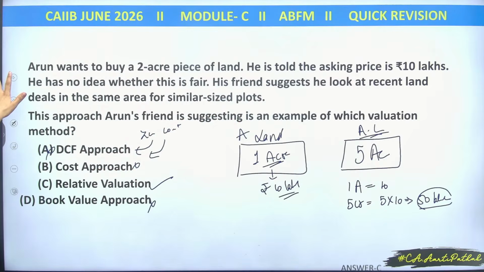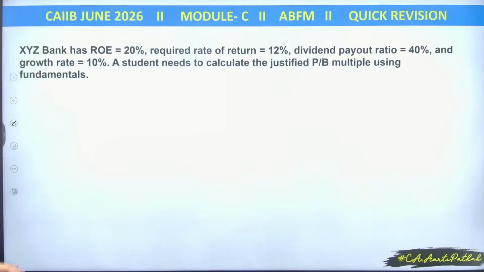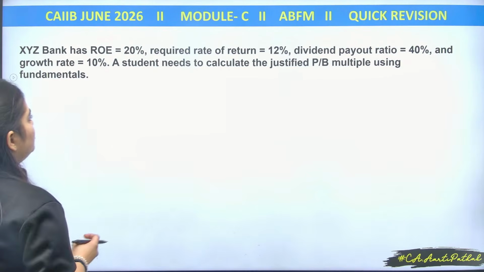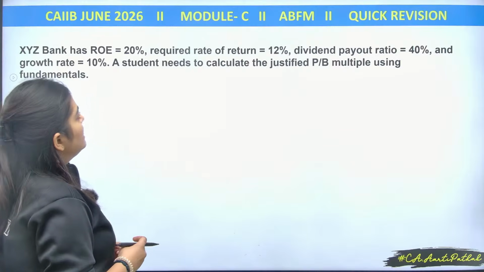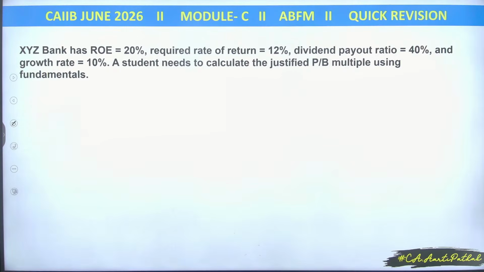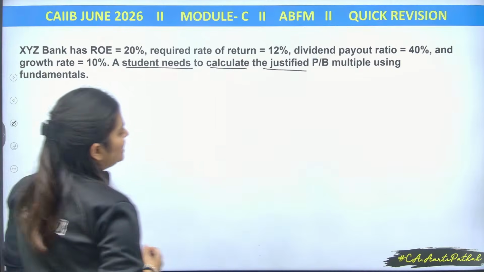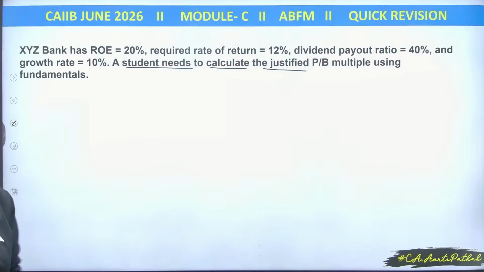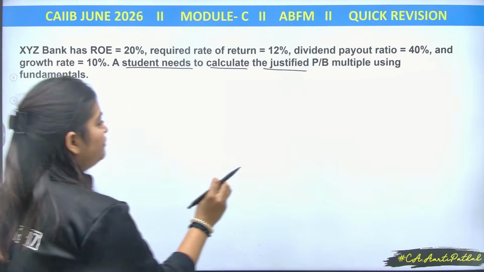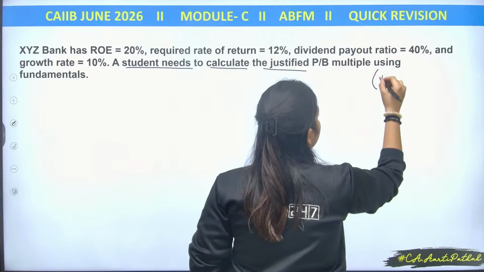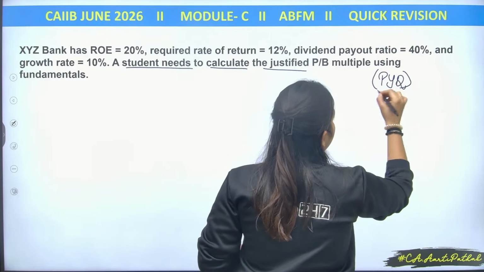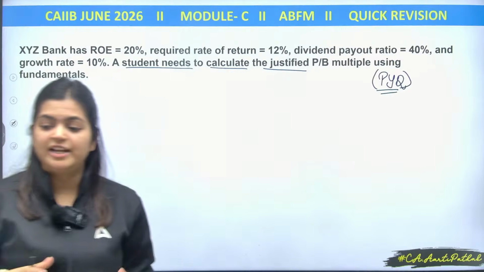Okay, next. XYZ Bank has ROE 20%, required rate of return 12%, dividend payout ratio 40%, and growth rate 10%. Now a student needs to calculate the justified PB multiple using fundamentals. Everyone, remember, these fundamentals are very important from your exam point of view, and we have direct questions in your exam. So this is your direct PYQ question.